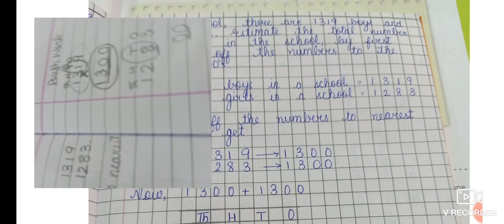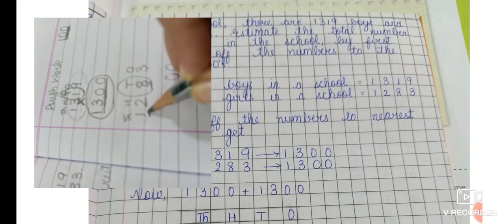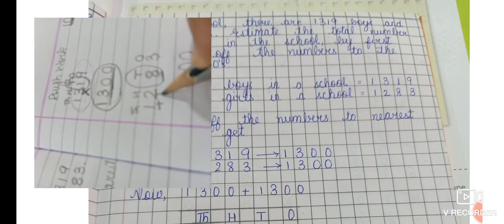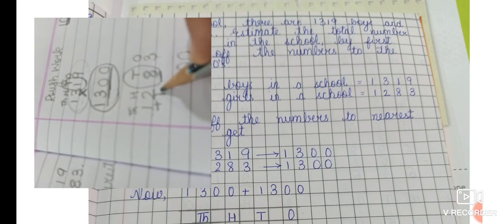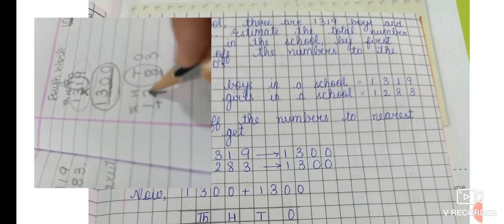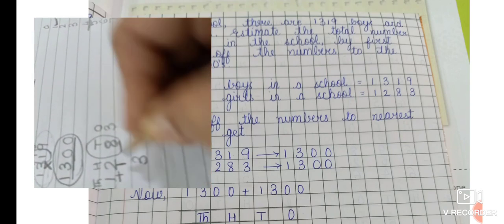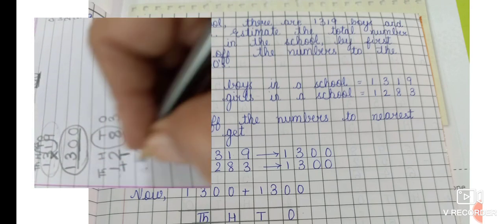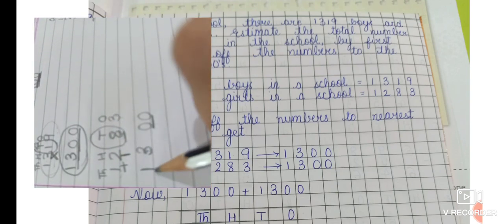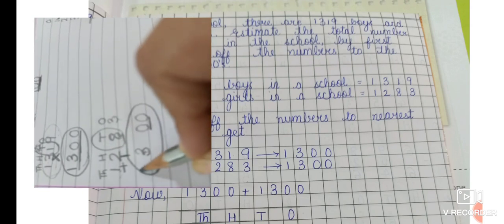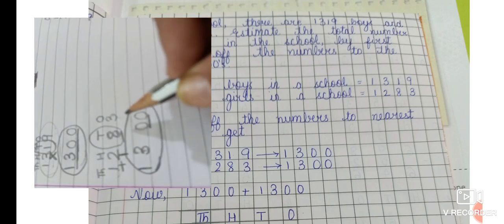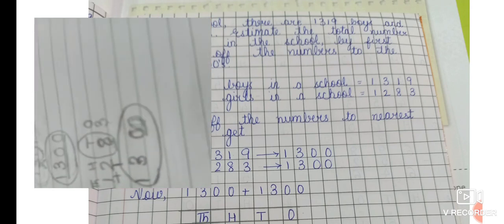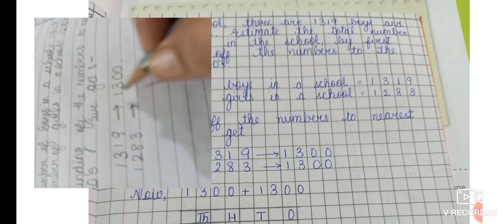So what will we do? We will add one on the hundreds place. So this becomes 2 plus 1, 3. The thousands digit 1 will come as it is. So what is the number we got? We got 1300. You will write it in the answer.